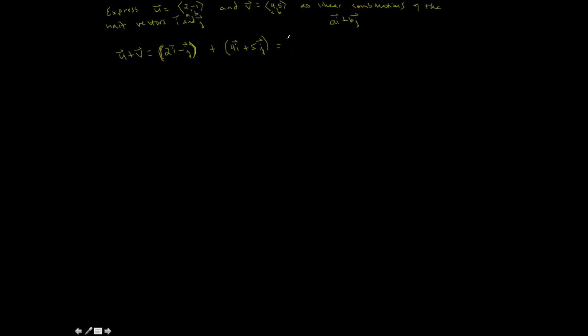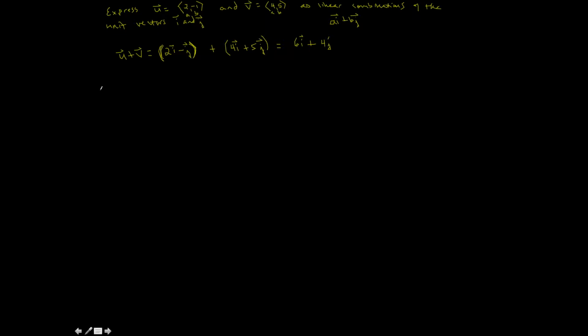Now you'll be able to combine your like terms and solve this problem. So you'll have 2i plus 4i gives me my 6i. And then negative 1j plus 5j gives me 4j. So 6i plus 4j would be the linear combination of those two vectors. Okay? 6i plus 4j.